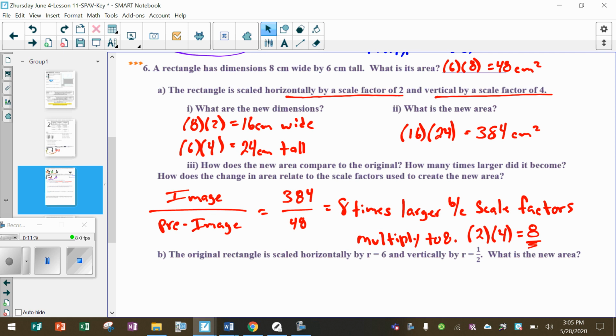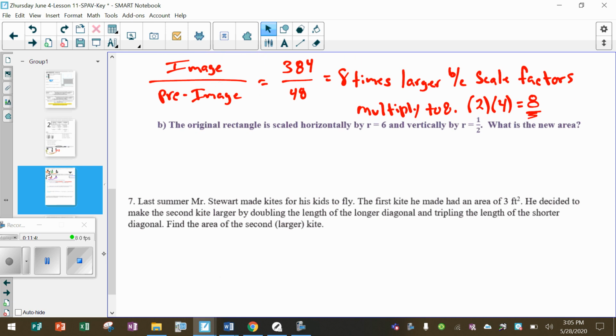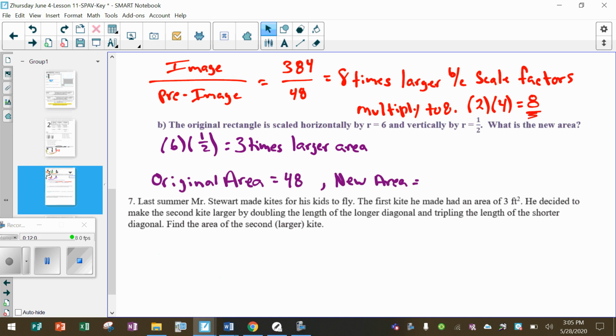So that means if the shape is not similar and I use different scale factors for different directions, just multiply the scale factors together to figure out the change in the area. If it's three-dimensional, you would multiply the 3 different scale factors together to get the change in the volume. So if an original triangle was scaled horizontally by 6 and vertically by 1/2, then we multiply the 6 times 1/2, and we now know our new area will be 3 times greater than the original. If our original area was 48, which it was, then the new area is 144.